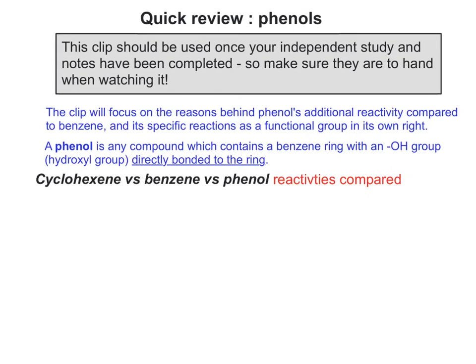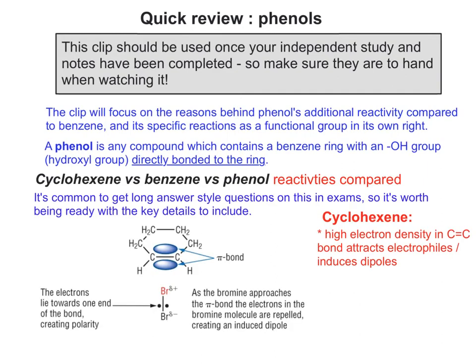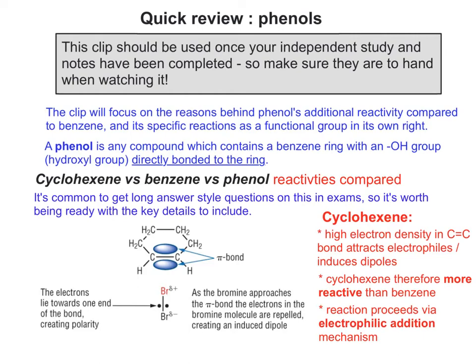So finally, to round things up, it's important to spend a little bit of time having a look at the relative reactivities of cyclohexene, benzene and phenol, because quite often you'll get long answer questions on these. So looking at cyclohexene first of all, as you probably recall, the high electron density in the carbon-carbon double bond attracts electrophiles and induces dipoles. So this increases cyclohexene's reactivity to electrophiles compared to that of benzene. And the reaction proceeds via an electrophilic addition mechanism.